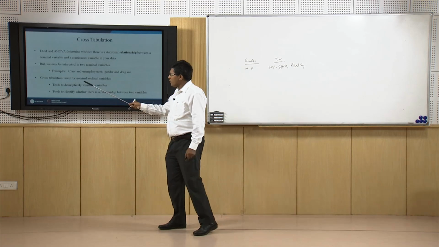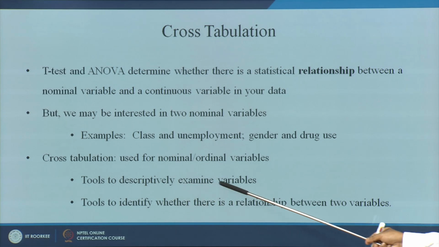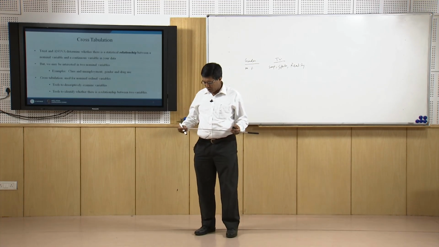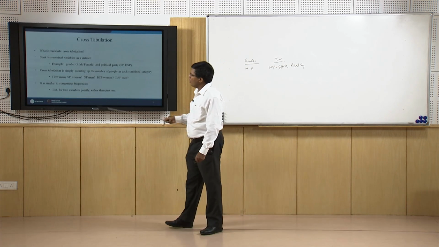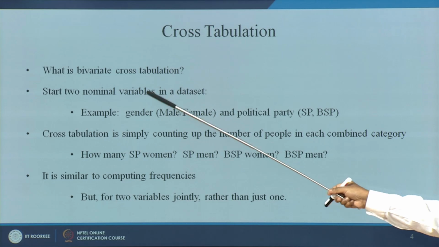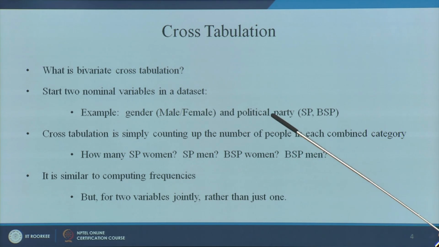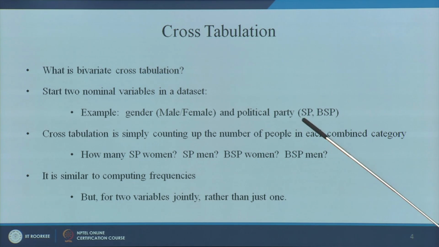Cross tabulation uses nominal or ordinal variables, right. It is a tool to descriptively examine variables and to identify whether there is a relationship between two variables. Sometimes it is also called a test of independence, right. We will see each one of them. So, what is a bivariate cross tabulation? Bivariate means two variables, starting with two nominal variables in a data set. For example, gender and political party. Let us say gender, male and female, and we have two political parties, SP and BSP, right.